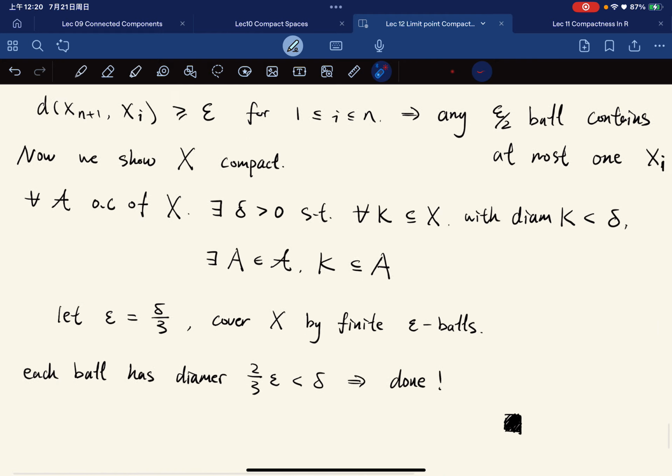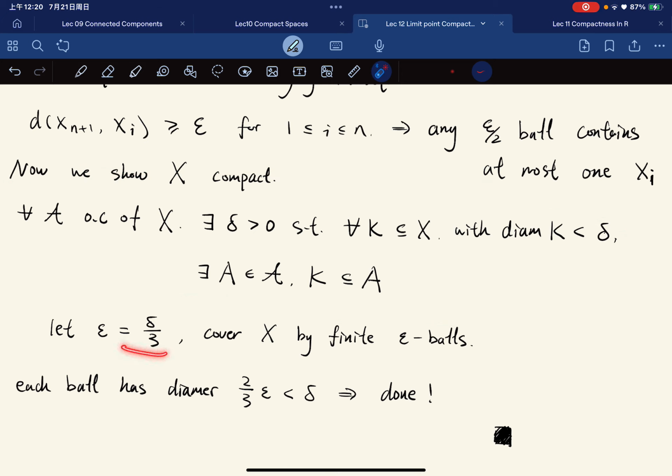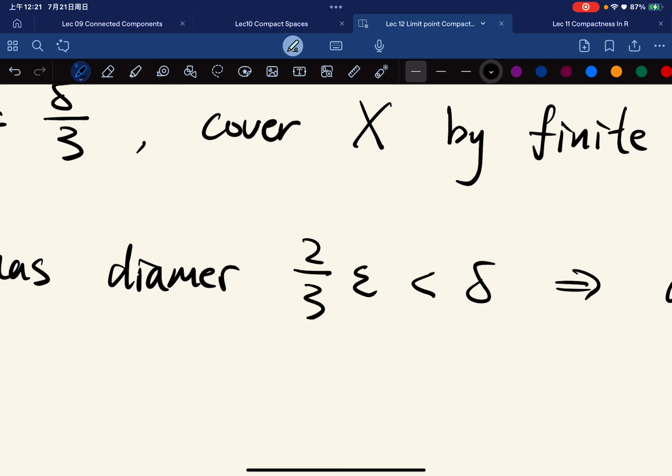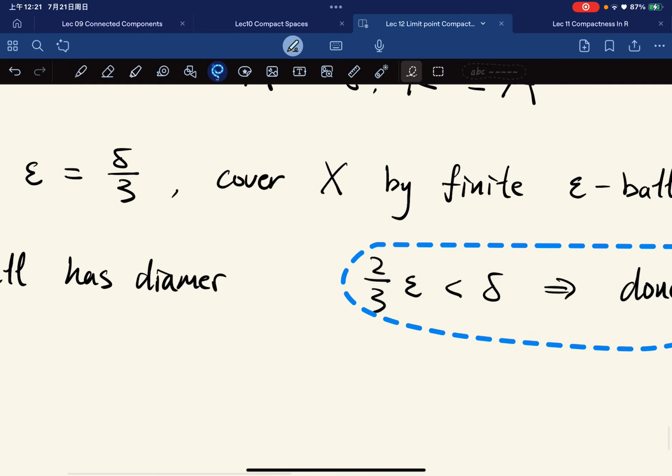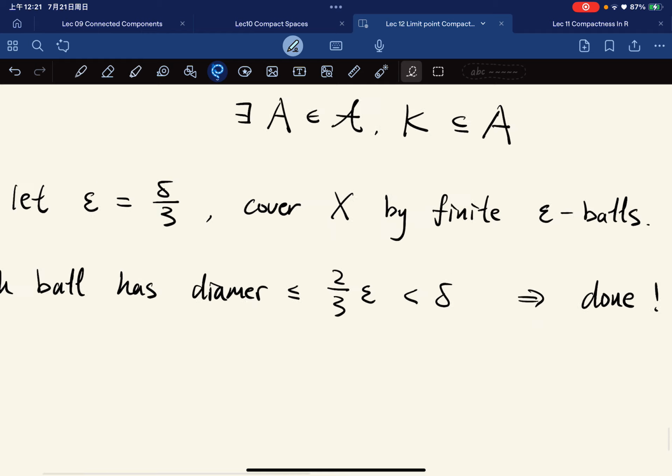So now we show that X is compact. Here it comes. We have the Lebesgue number lemma, and we now pick epsilon equal to delta over 3. We cover X by finitely many epsilon balls. Each ball has epsilon equal to delta over 3, so by the triangle inequality the diameter is at most 2 delta over 3, which is less than delta.